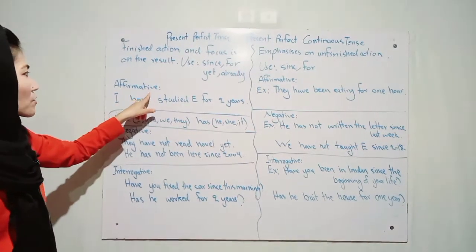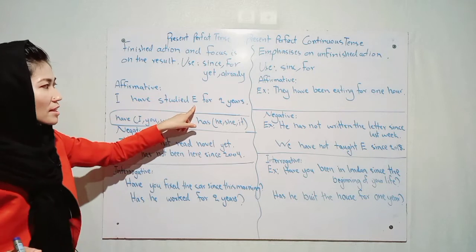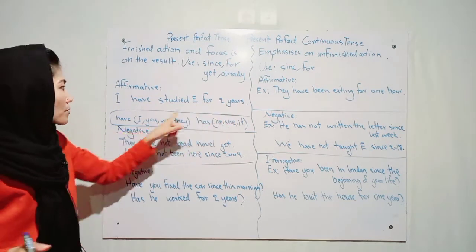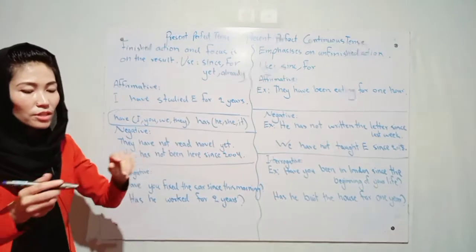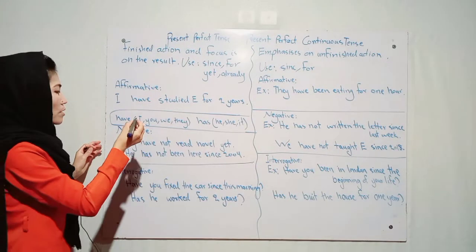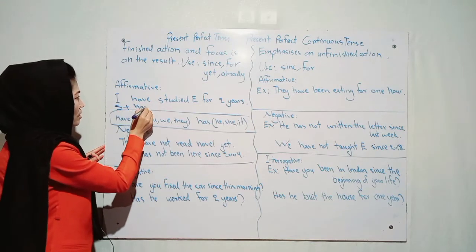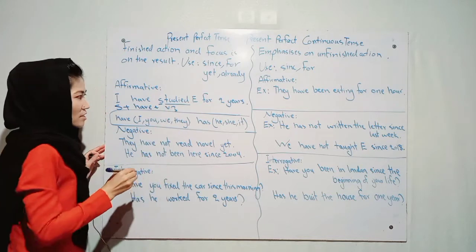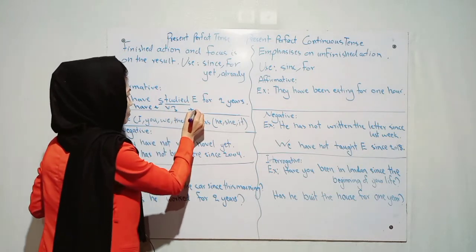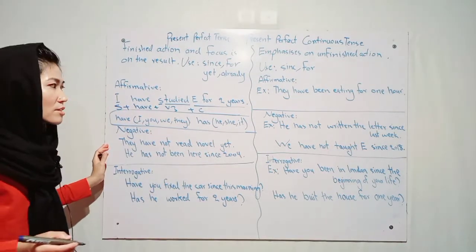So, an affirmative example of present perfect tense: I have studied English for 2 years. It's an affirmative or positive statement. We have subject plus have plus verb 3, studied, plus the complement of the sentence, English for 2 years.